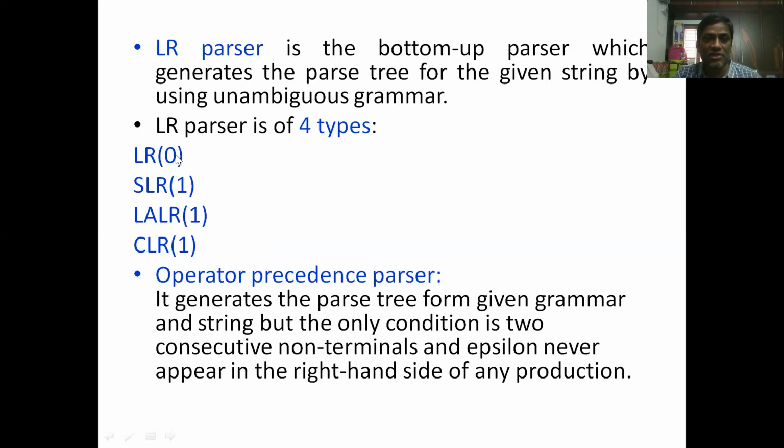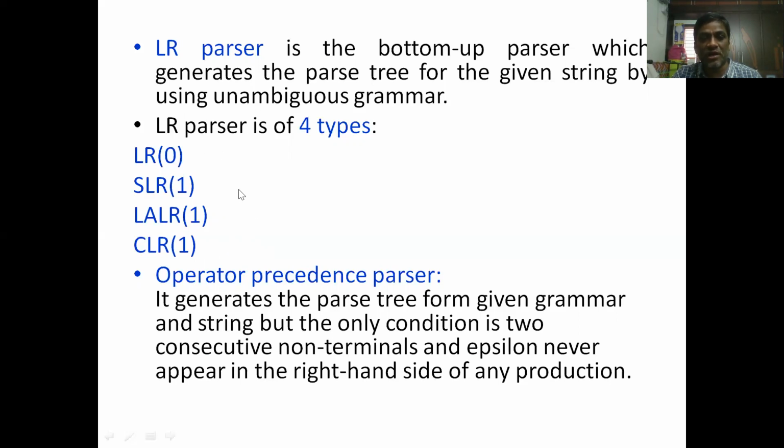This LR of 0 is the basic version of LR parsers. Improved versions, there are three: SLR, LALR, and CLR. These four parsers will be covered in our third unit. We will design all these parsers. Don't worry about what that L means, what that R means, what this 0 means. Don't worry about all these things now. We will design all these parsers in the third unit.